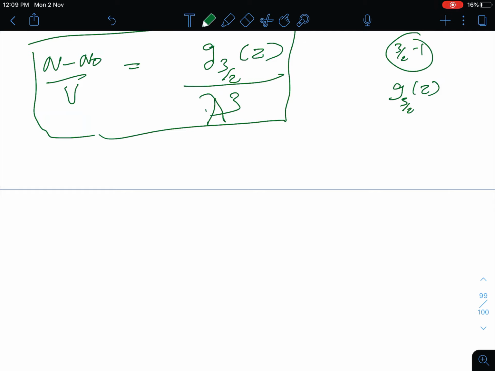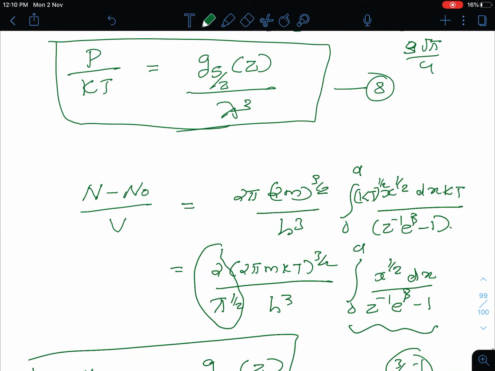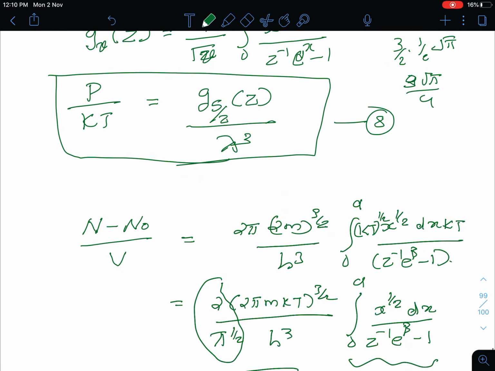So we get the two important equations as far as the Bose-Einstein condensate is concerned. I will come to what is Bose-Einstein condensate and all later on. Now we have these two results. So this is called the 9th equation. Okay, this is 8 and 9. So let us consider the p by kt and all.